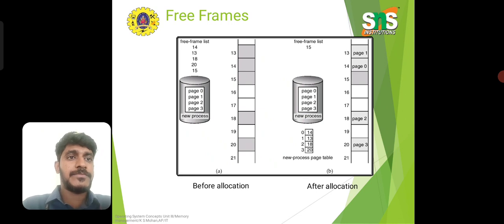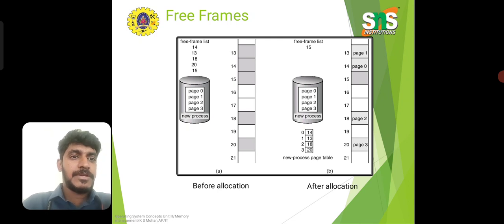So the free frames and the new process page table work in the above format. We have discussed what the free frame list is in the previous video. In this one we go deeper into the memory management system. We have the before-allocation list described in the above picture. A denotes before allocation, and after allocation of the process, we have this kind of frame assignment.